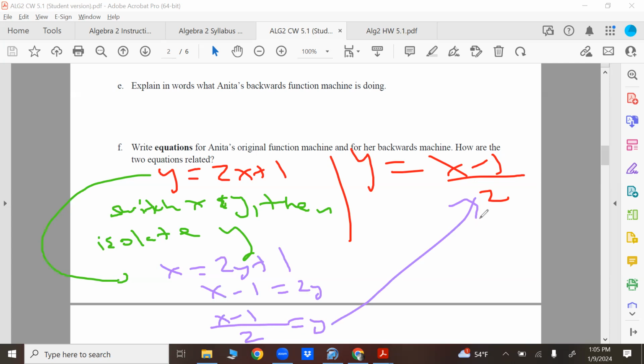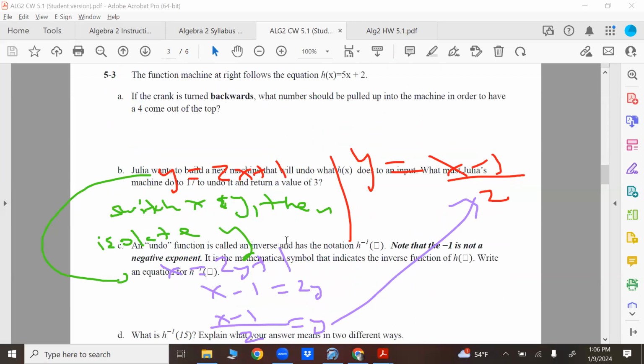Algebraically is easy. Just switch x and y and solve for y. Table, that's easy. Just swap the columns. Graphically speaking, once you have the equation, just graph it. But you can maybe try to get the equations from the graph and then make sense of it, or get the points and then see that the coordinates are swapped. That works too. Okay, so 5-3.